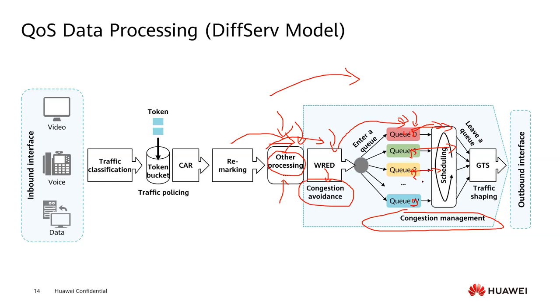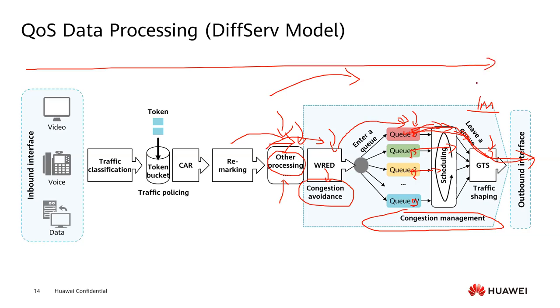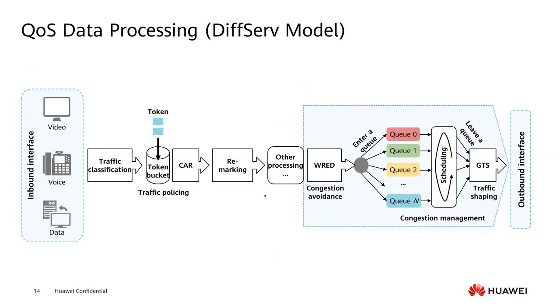And after the packet is allowed to be forwarded out from the queue, it will go through the last module, the traffic shaping. Traffic shaping means that when I want to go out, I can also limit the speed. For example, I only allow 1 megabit per second to be forwarded out. So this is the whole processing of the queues. This picture is very important. If students want to understand the queues, they must understand this processing. And if they understand this processing, queues are not difficult.